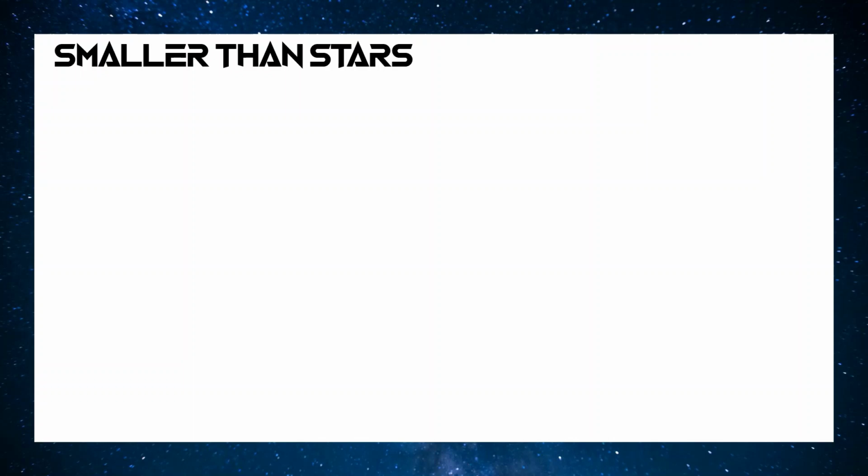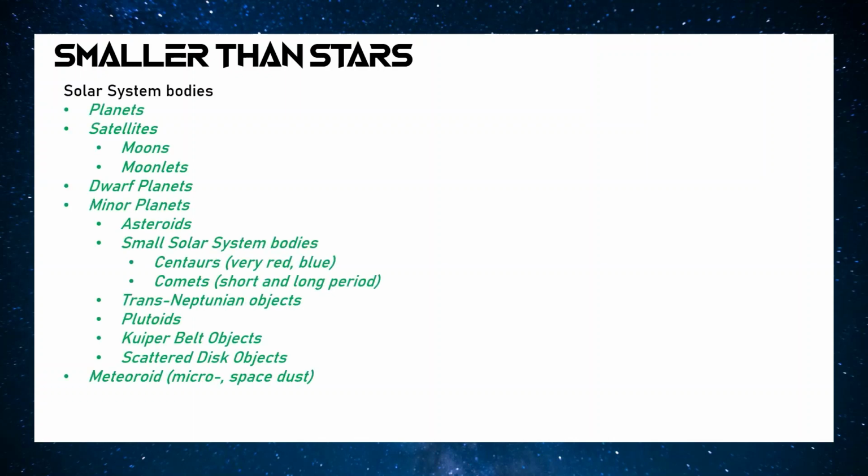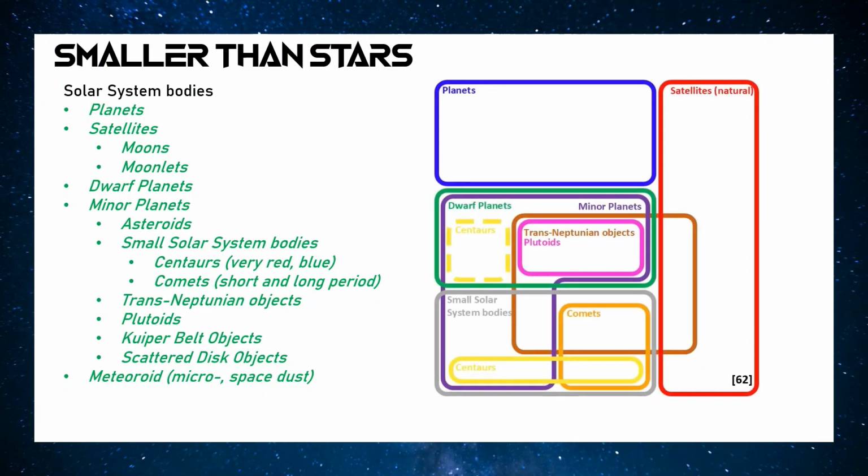We have run the gamut of stars, so let's zoom in to items that are smaller than stars. So first of all, let's get our mind around what we can consider. We're going to start with things that are most familiar to us, things that we find in the solar system, aka solar system bodies. We'll talk about planets, satellites, including moons and moonlets, etc.